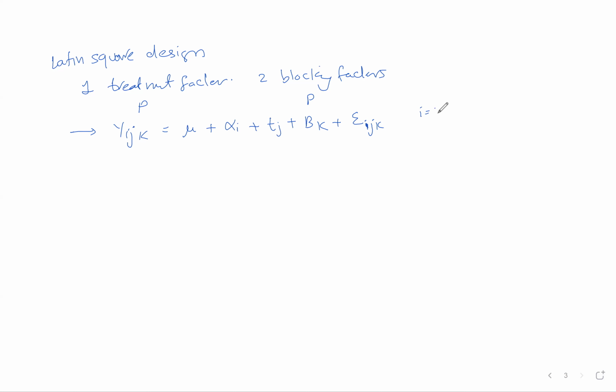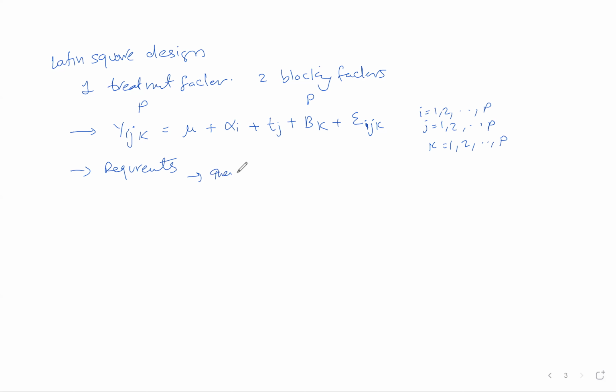i equal 1, 2 up to number of levels p. j is 1, 2 up to number of levels p. k is 1, 2 up to number of levels p. Because each factor has the same number of levels p. And the requirements are, there is no interaction between any two factors.